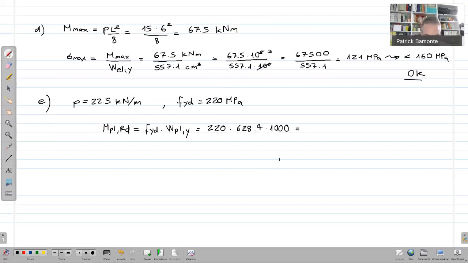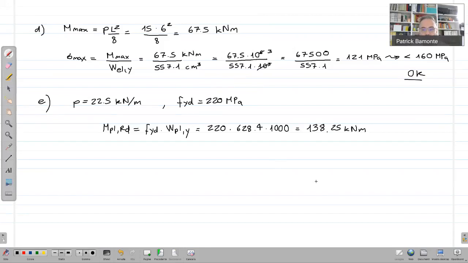Let me do the calculation: 220 times 628.4 times 1,000. The result is 138,248,248,000 Newton per millimeter. In order to convert it into kilonewton times meter, doing the opposite of what I did previously, I have to divide by 1 million. So the final result is 138.24, or 25, let us say, kilonewton meter.